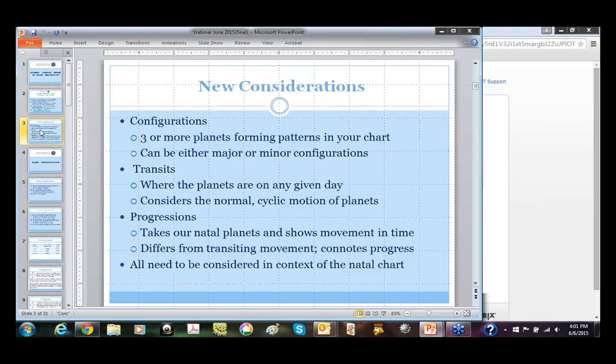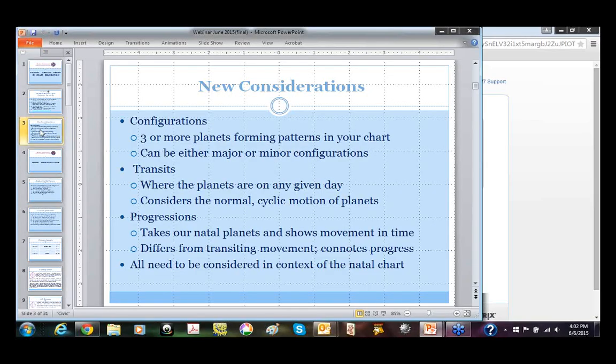The new considerations that we're going to talk about today are configurations, which are basically 3 or more planets that form patterns in your chart. They can be either major configurations or minor configurations. A minor configuration might be a yod. You can add the minor ones together and they form the bigger ones. The bigger ones are the ones that we're going to be talking about mainly today: the crosses, the T-squares, and the grand trines.